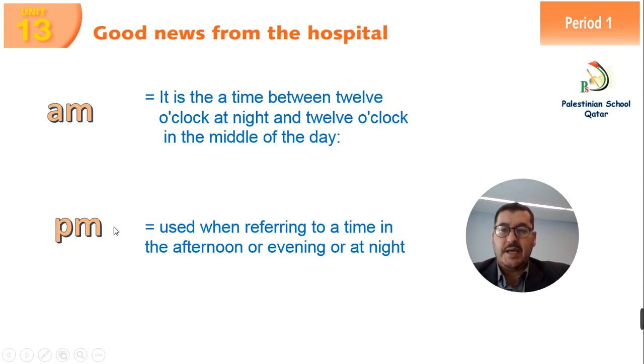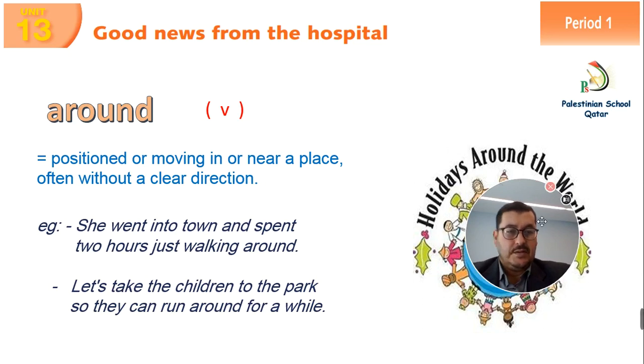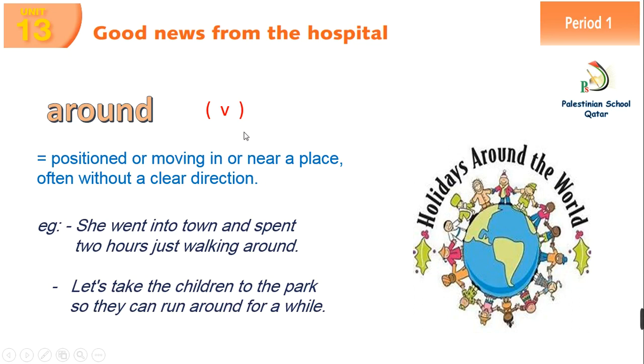After PM and AM, we have around. Around is a verb, positioned or moving in or near a place, often without a clear direction. For example, she went into town and spent 2 hours just walking around. Let's take the children to the park so they can run around for a while. And this is the picture, holidays around the world.